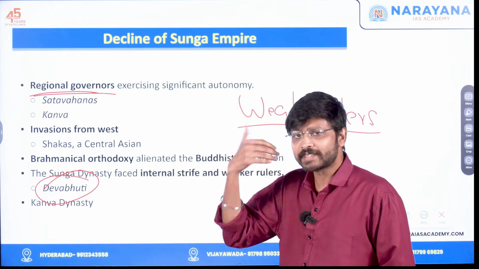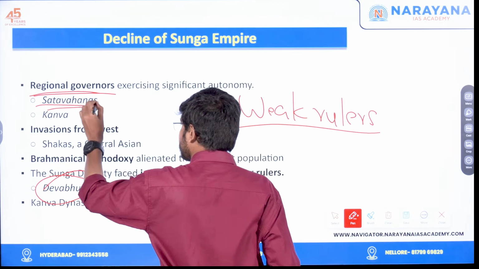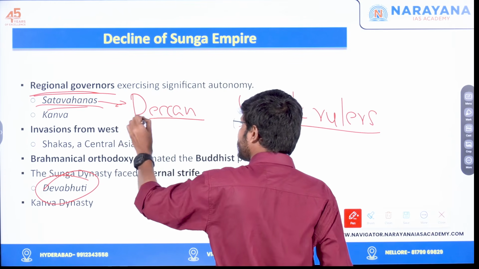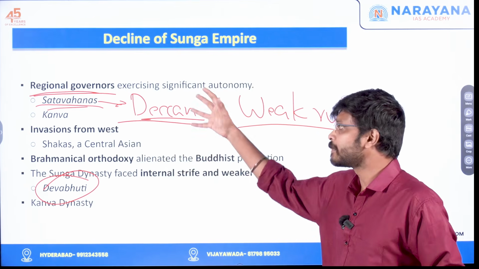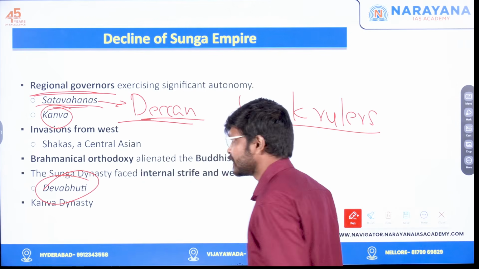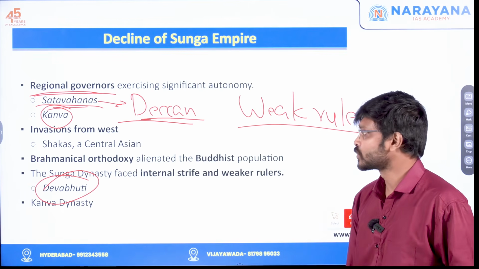Okay, and these regional governors became independent, especially the Shatavahanas. Shatavahanas were in the Deccan region. So they became powerful, and they became independent also. Another one is Kanva. Later Kanva became the Kanva dynasty. So this also weakened the Sunga Empire.